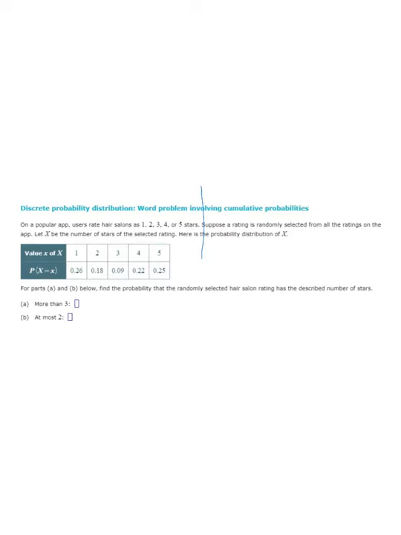All right, let's see what we got here. For parts A and B, find the probability that a randomly selected hair salon rating has the described number of stars. Okay, so these are the number of stars. Gotcha. And this is the probability they got those stars. So more than 3. What is the probability that it got more than 3? Well, here's more than 3. You got 4 and 5, so that means that's 0.22 plus 0.25. That would be 0.47. Probability of more than 3 would be 0.47.